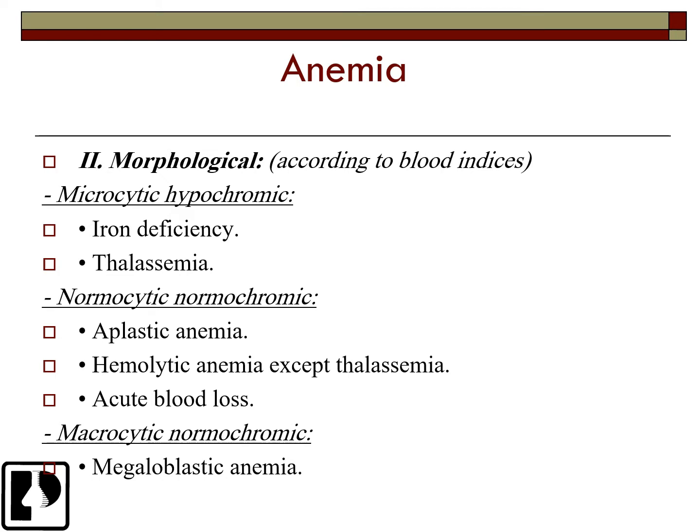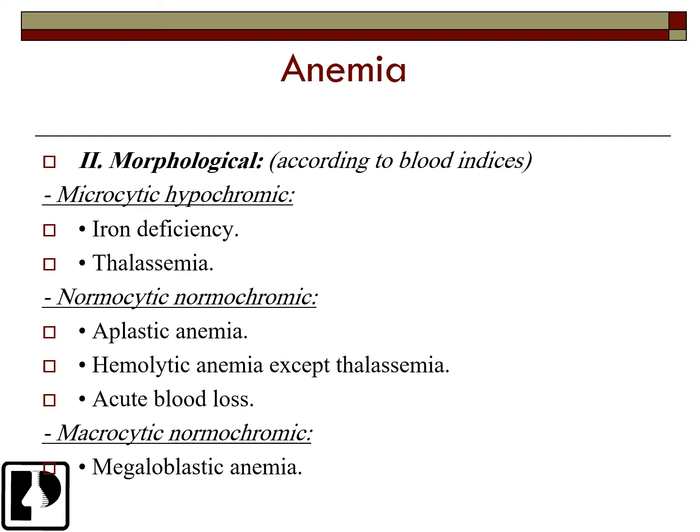When the size is small and the color of the RBCs is pale, it is called microcytic hypochromic. Microcytic hypochromic. When we look under the microscope, we find that the cells are pale and small in size. This occurs in iron deficiency anemia due to decrease in the iron, and in thalassemia. Thalassemia is Mediterranean anemia. It is a congenital disease, and this patient has hemolysis, and the size of the RBCs is small and they are pale in color.